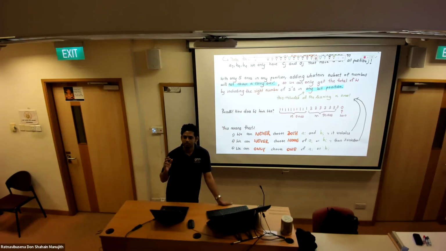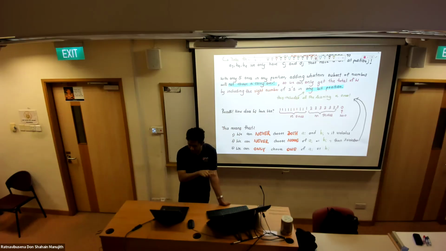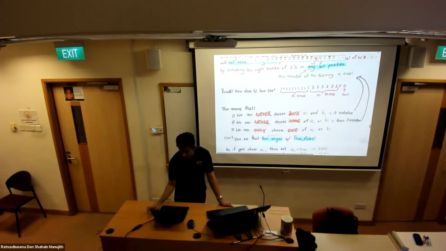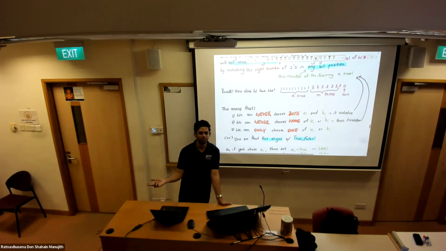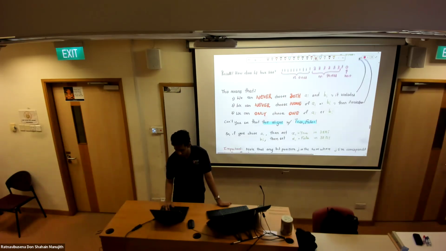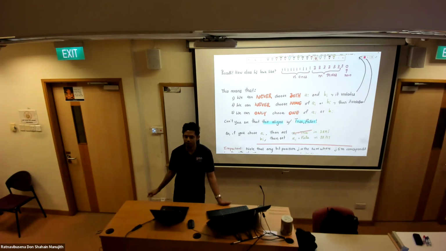Because there are four possibilities: either you choose both, you leave both, or you choose either one of AI or BI. That directly corresponds to setting xi to true or false. So if you choose AI, then set xi to be true, and if you choose BI, then set xi to be false.